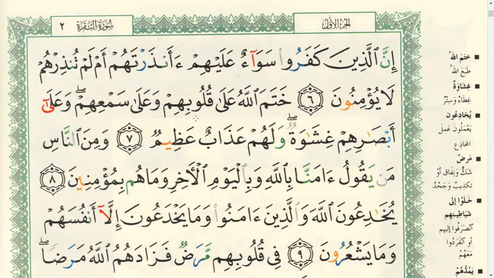Khatamallahu ala kulubihim wa ala sam'ihim wa ala absarihim ghishawatun walahum azabun azim. Allah has put a seal on their hearts and on their hearing. And on their eyesight there is a veil, and for them there is a great punishment. There is a great torment.